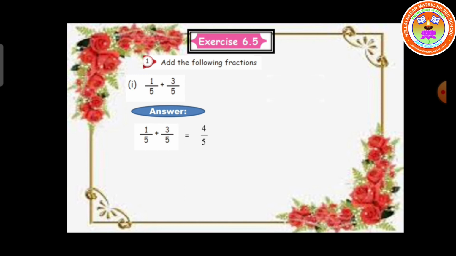Next problem, 2 by 15 plus 3 by 15. Answer, 2 by 15 plus 3 by 15 is equal to 5 by 15. Because the numerator is 2 plus 3, if we add, we will get 5. So the answer is 5 by 15.